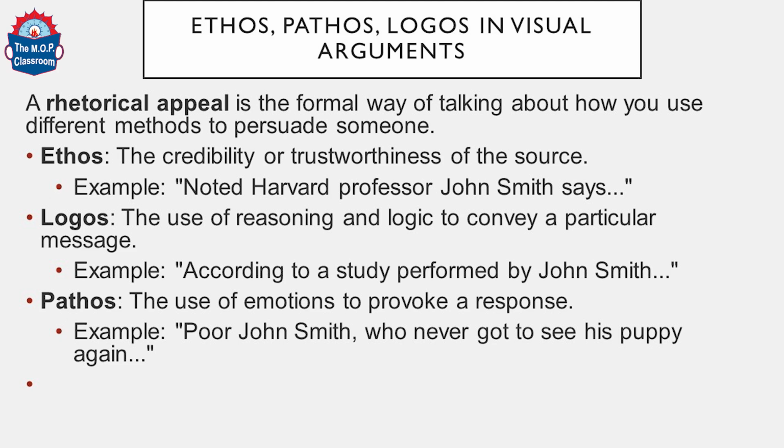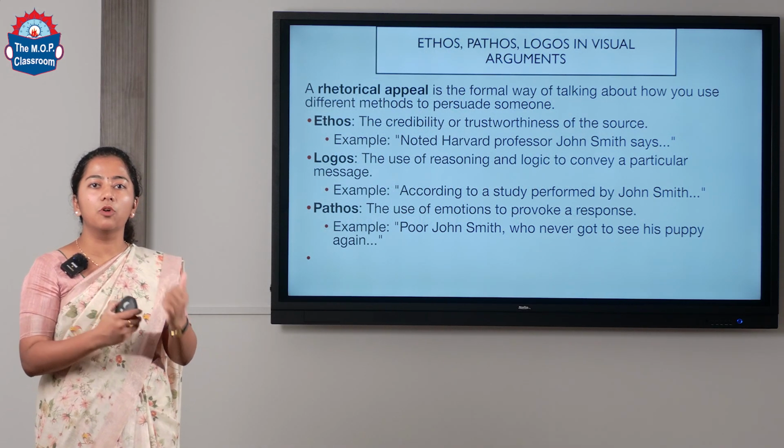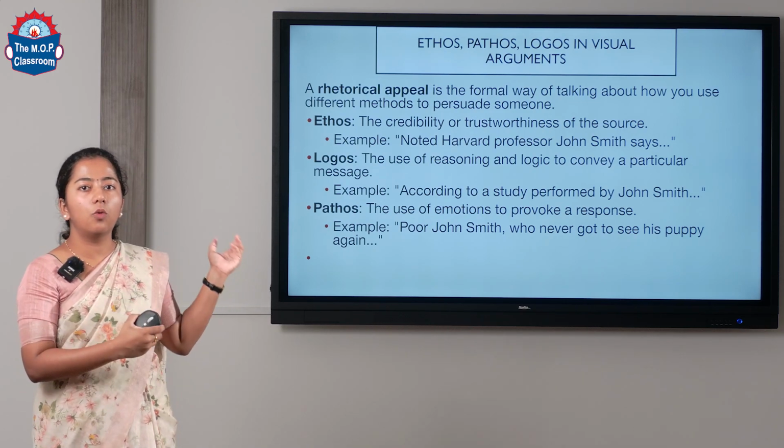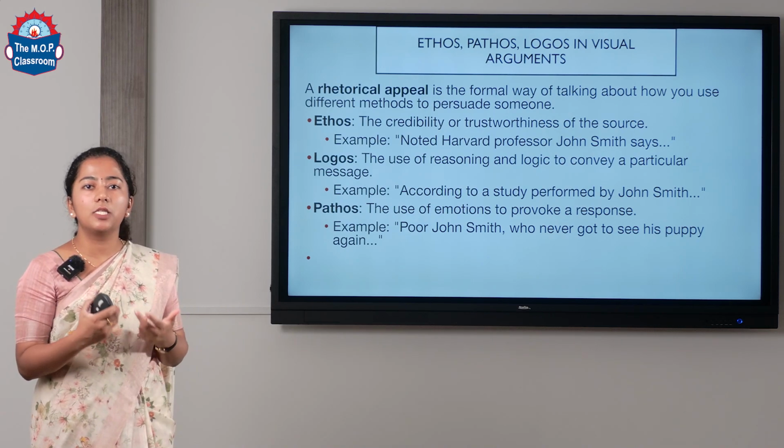Finally, the third method is pathos. Pathos appeals to our emotions. It plays upon our emotions to persuade us to believe in something or to do something. Look at this example. Poor John Smith who never got to see his puppy again. So it is playing upon that emotion of sadness. We want to know what happened to poor John Smith's puppy. So here it appeals to our emotions.